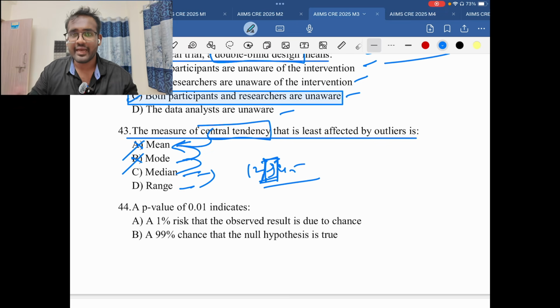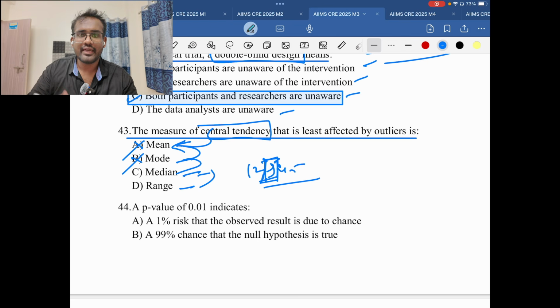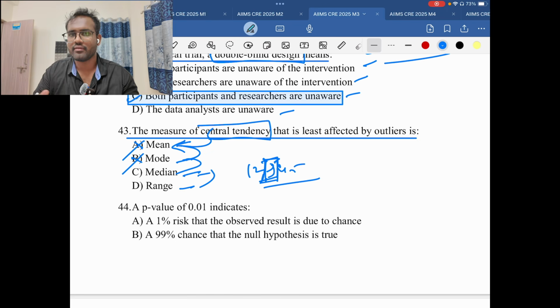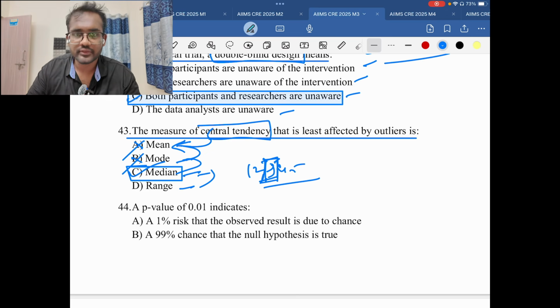Mean in the sense the average of the data. We need to add all the numbers and divide by the count of numbers, then you will get the mean. Mode in the sense the number repeating a lot of times, the same number. If one number is repeating a lot, then only it is called mode. The median is the middle number which is not that much affected when there are outliers. So the answer will be C, median. Okay, this is how you need to find out.